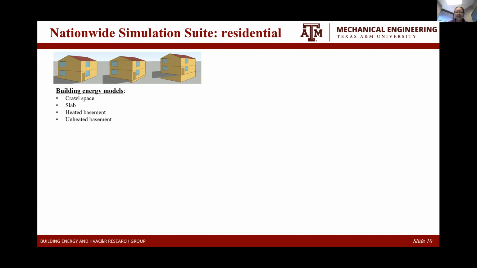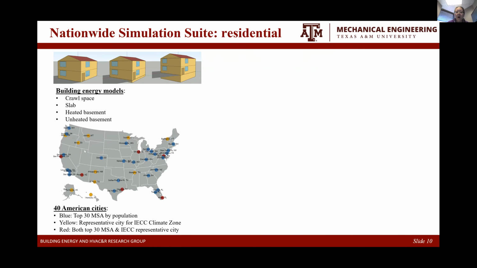Some results from the residential case. So again, for the building energy models, we're applying different scenarios, including slab case, heated basement, and unheated basement, and then we studied the case in 40 different American cities. These include the top 30 metropolitan statistical areas by population, and also some representative cities for International Energy Conservation Code climate zones. So that total is 40 cities.